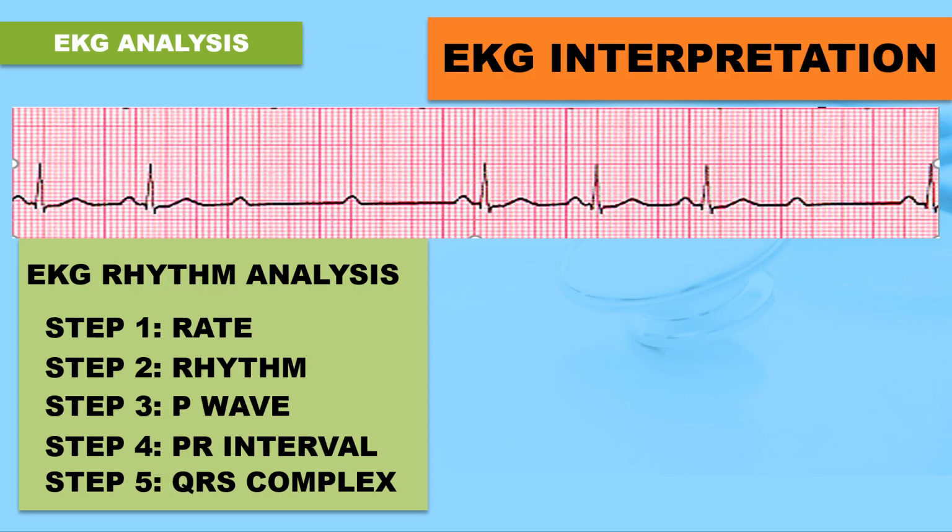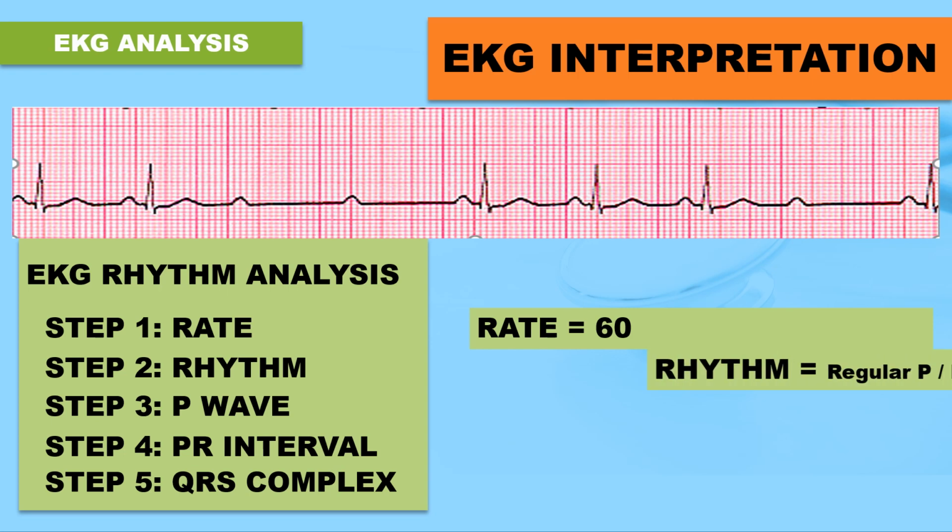All right, back to our 5 steps to interpret this EKG rhythm strip. Step 1, the rate. Remember, count those QRSs in this 6-second strip, multiply that by 10, and in this case, you should have 60 beats per minute. Step 2, we're looking at the rhythm. In this case, we see P waves, they're regular, they march out, but the QRSs are not. The R to R peaks are not even. So this is regular Ps, but irregular QRSs.